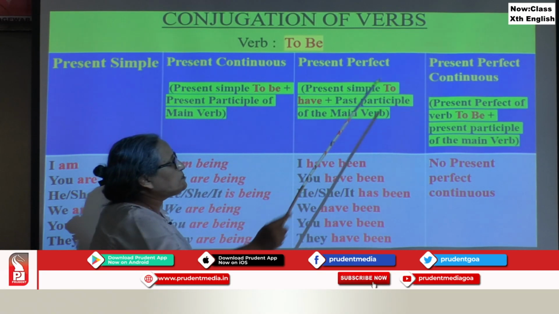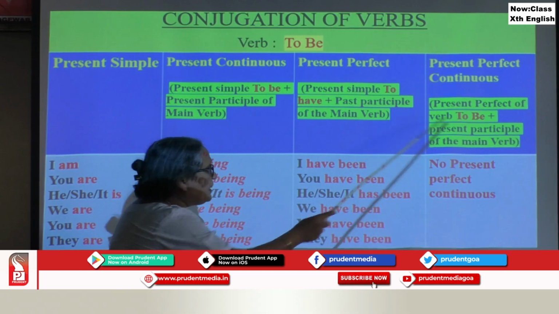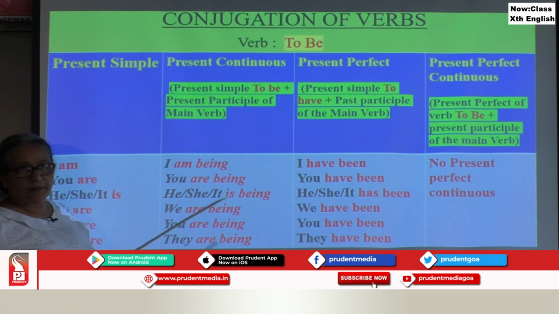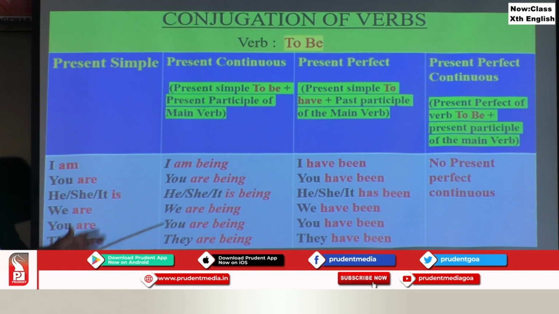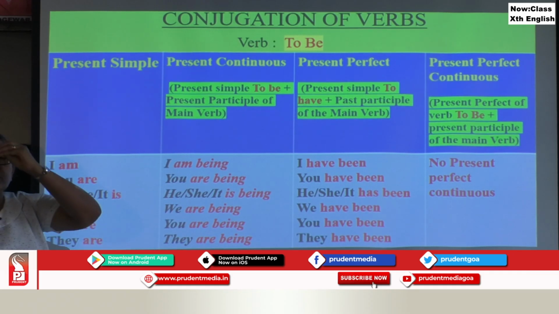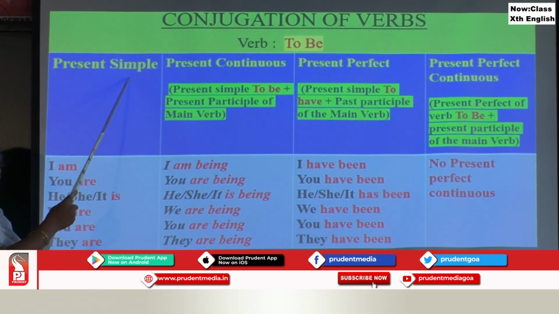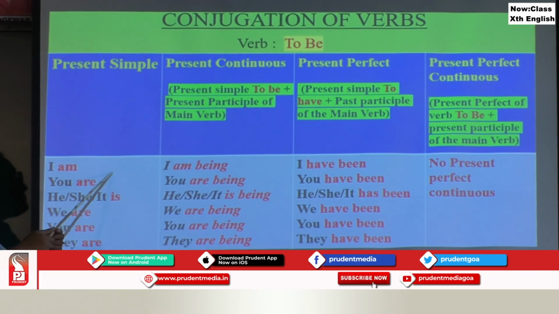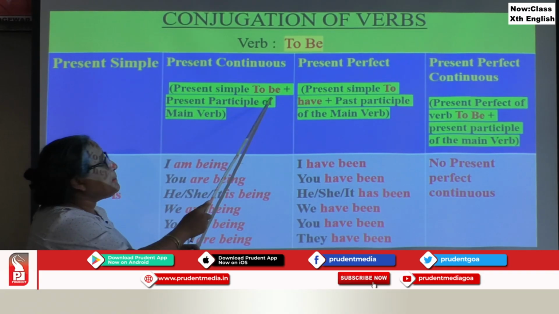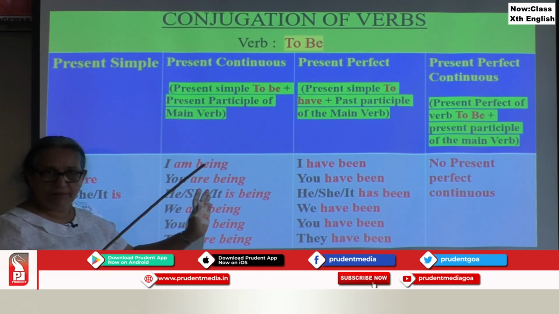And finally, present perfect continuous is, you take present perfect of verb to be, plus the present participle of the main verb. Now children, before I take you to the slides of past and future, it is so simple to understand. In the case of past simple, the form will change here. In the case of past continuous, rather than putting present simple of verb to be, we will put past simple of verb to be. Ing will remain the same.